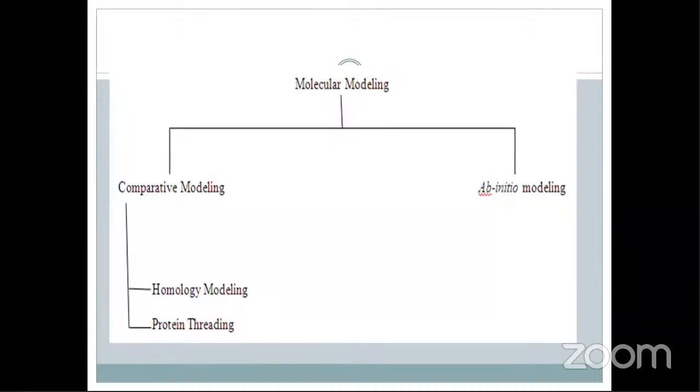As I told you, molecular modeling is basically of three types, and homology modeling and threading come under comparative modeling, because in both cases you have the sequence and you are checking for the structure. In homology modeling, you are checking for the 3D structure in the protein data bank. In threading, you are checking for the protein folds in the fold databases. And ab initio is directly from the sequence. You are modeling the structure without any knowledge of a template.